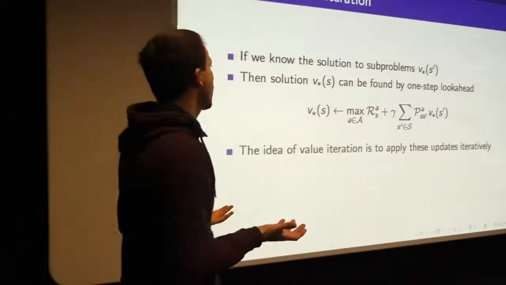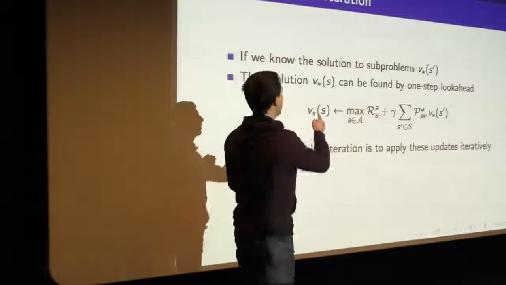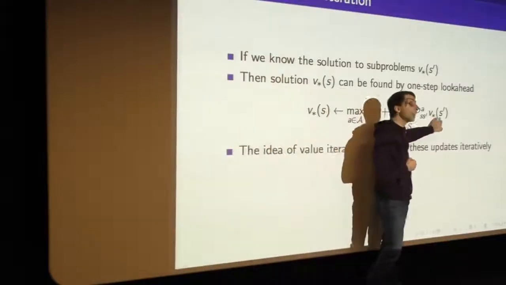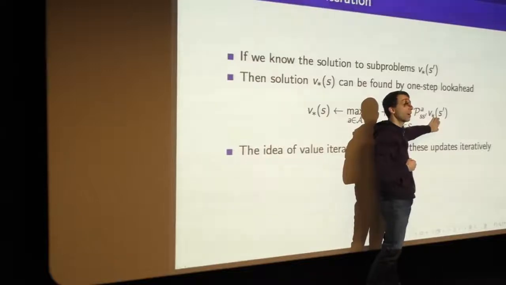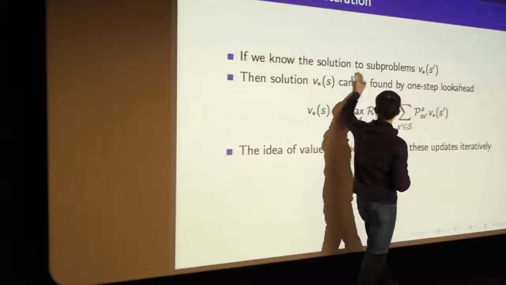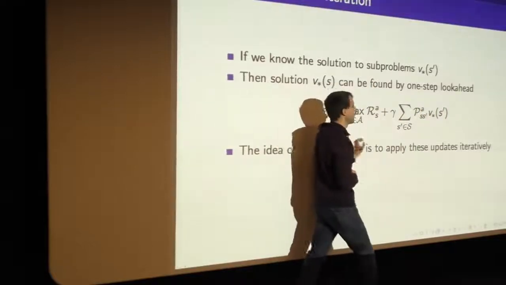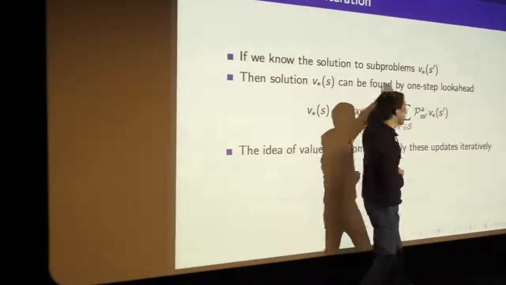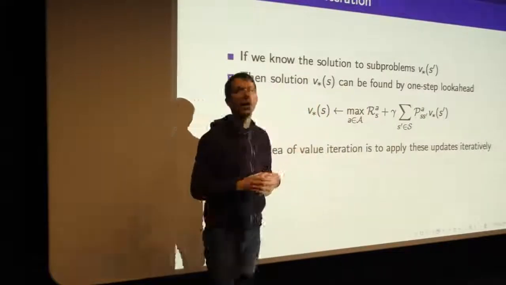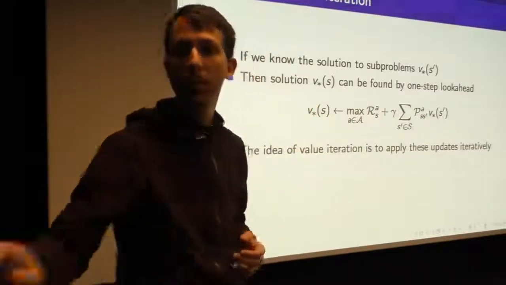The idea of value iteration is just to apply this update again and again and again. So instead of someone telling us the optimal solution from S prime, we're going to find this iteratively by starting with an arbitrary value, backing this up to give us a new value function, plugging in that new value function, backing that up to give us a better value function, and so on. We're just going to iterate this process. And again, we're going to see that this converges on the optimal value function.